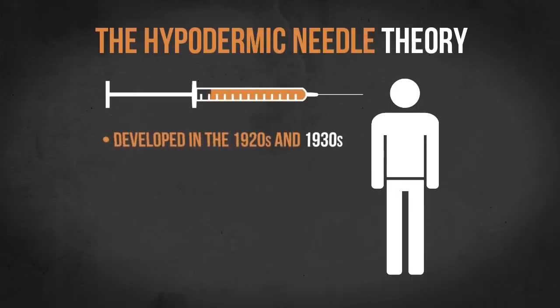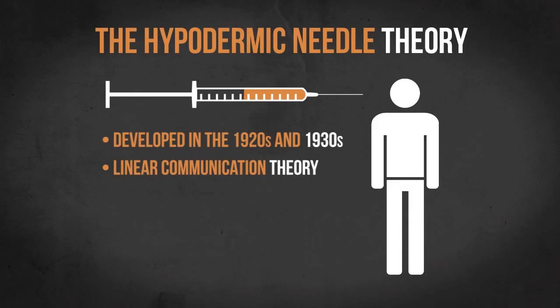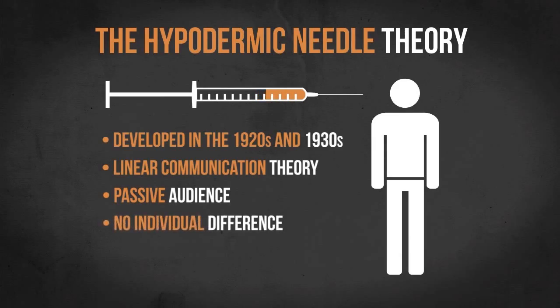Today we're talking about the hypodermic needle theory, which was one of the earliest ways of thinking about how the mass media influences audiences. It was developed in the 1920s and 1930s after researchers observed the effect of propaganda during World War I and events like the Orson Welles War of the Worlds broadcast. The hypodermic needle theory is a linear communication theory which suggests that media messages are injected directly into the brains of a passive audience. It suggests that we're all the same, and we all respond to media messages in the same way.